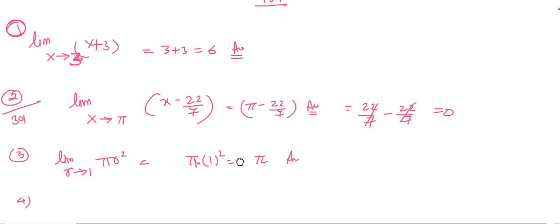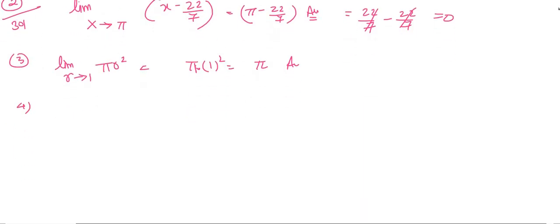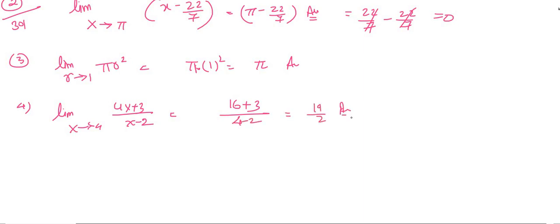Fourth question. Unless you have 0 by 0, whatever you are getting is your answer. Okay? Fourth one: limit x going to 4, 4x plus 3 by x minus 2. Just put 4. So 4 into 4 is 16 plus 3, over 4 minus 2. So 19 by 2. This is your answer.